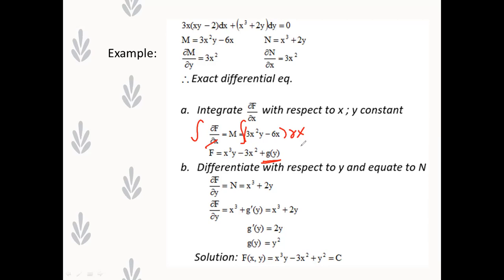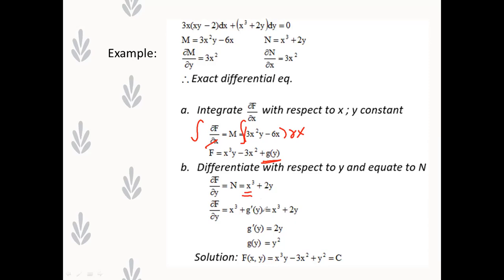What will you do? This answer of yours in the first procedure, you will differentiate with respect to y. So differentiating it with respect to y, x cubed plus g of y prime is equal to this one. If you differentiate it with respect to y, you have x cubed, and this one is all in x, so that would be equal to 0. So you have x cubed plus g prime of y is equal to x cubed plus 2y.